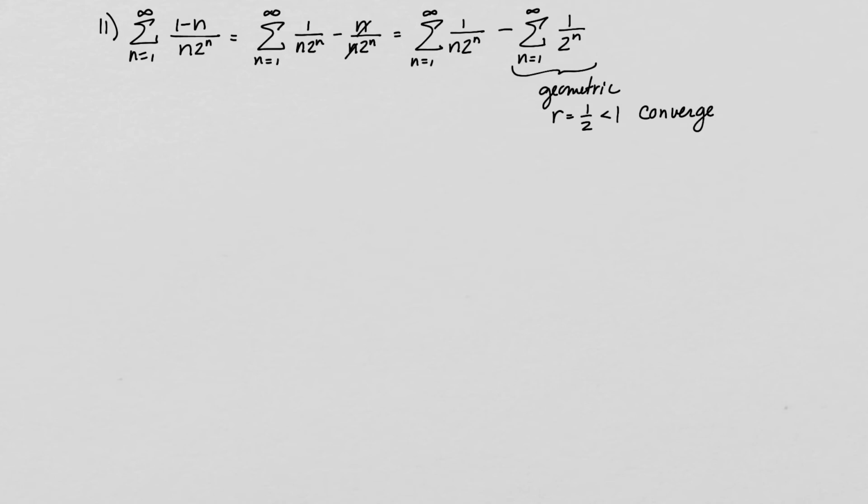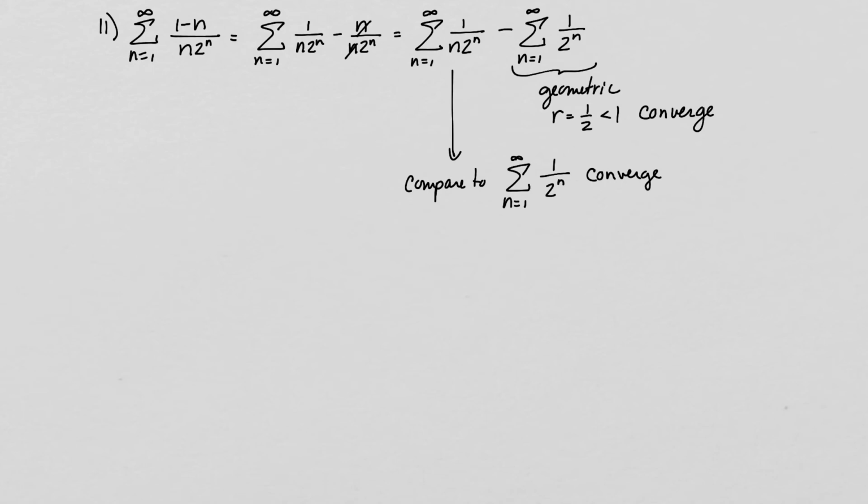Now I just need to figure out what's happening with the first series. For the first series, we're going to use a comparison test. So we'll compare it to the summation n equals 1 to infinity. Biggest thing on the top is a 1. The biggest piece of the bottom here is this 2 to the n. So we're going to compare it to 1 over 2 to the n, which we just said was geometric and converged. So this is going to converge.